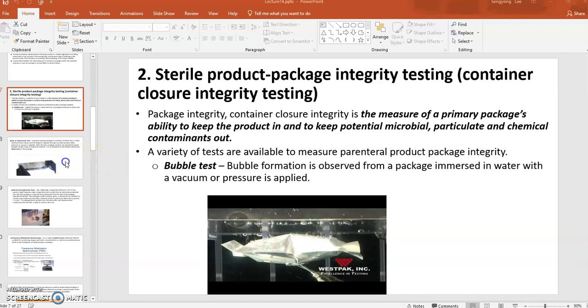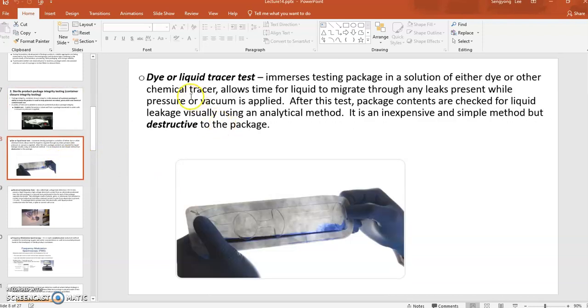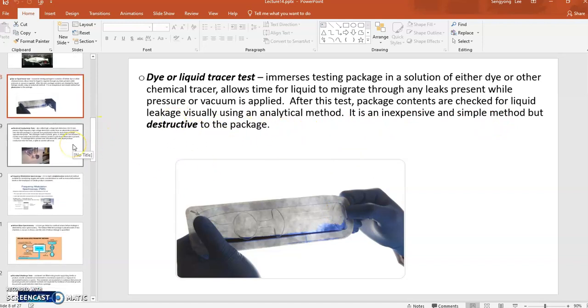Simple test, the bubble test. The next test is called the dye or liquid tracer test. This picture shows it again. You can immerse the testing package in a solution of either dye or another chemical tracer, and that allows time for liquid to migrate from the solution into the packaging material, and you see if it goes in. If it goes in, of course, it failed, right? So it's a kind of destructive testing. It's an inexpensive and simple method, but it's a very good test as well. So, the bubble test and the dye liquid tracer test.